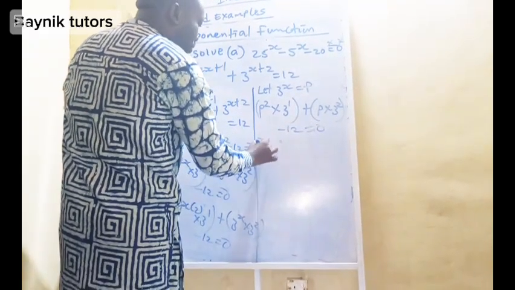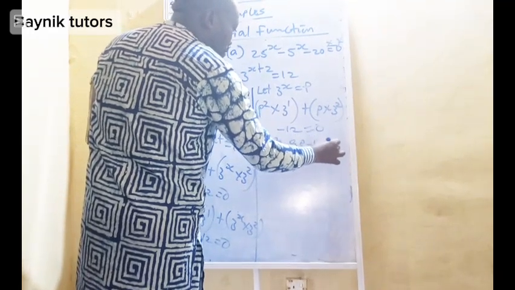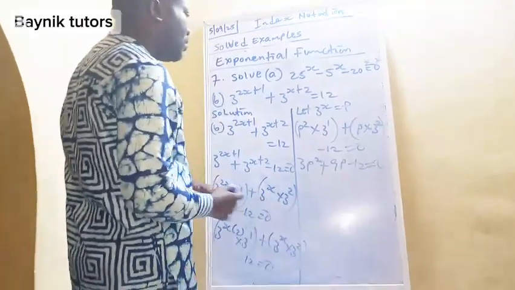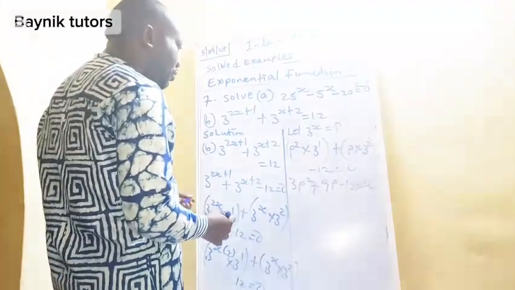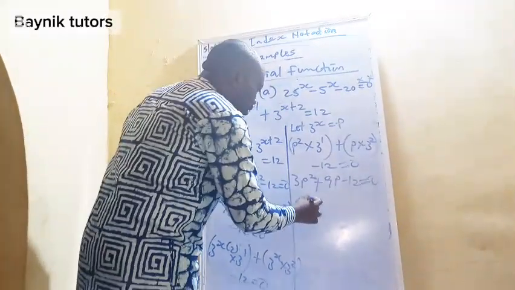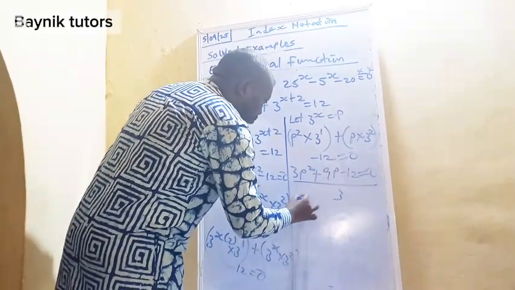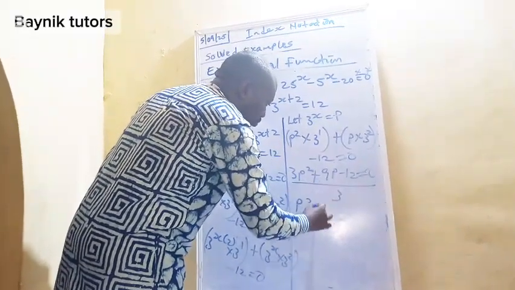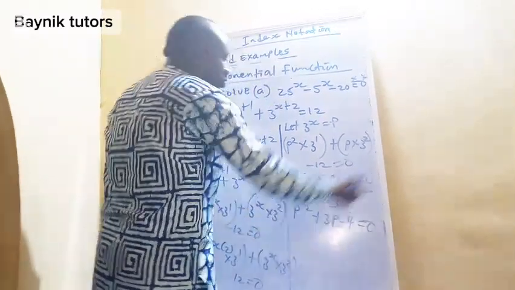So here will now be 3p squared plus 9p minus 12 is equal to 0. From here we can divide everything by 3 so that the values can be lower. So p squared plus 3p minus 4 is equal to 0.